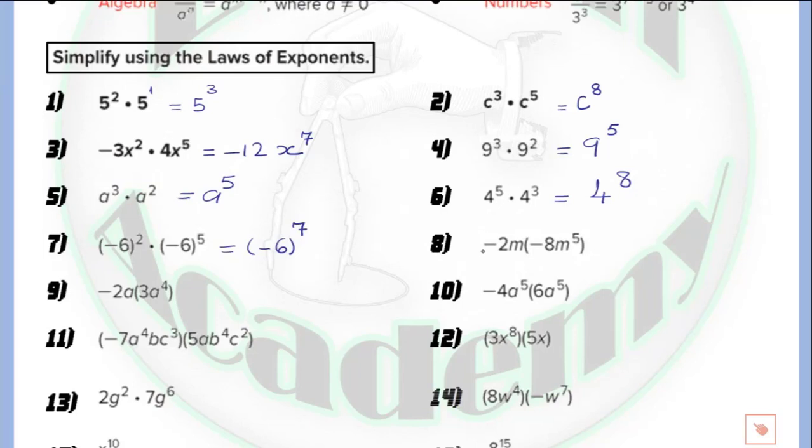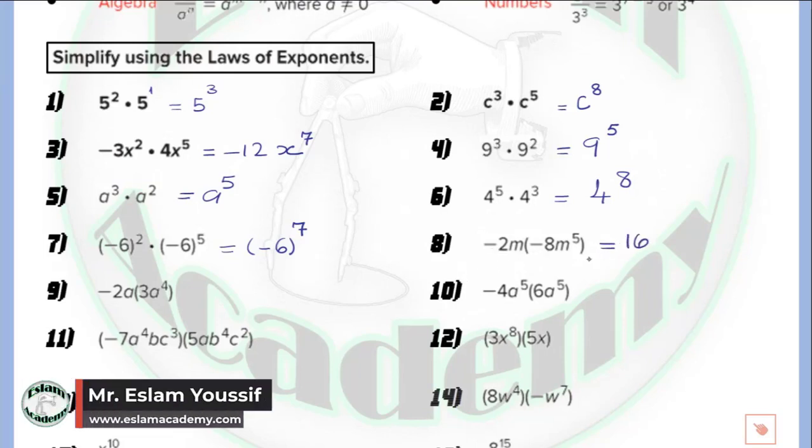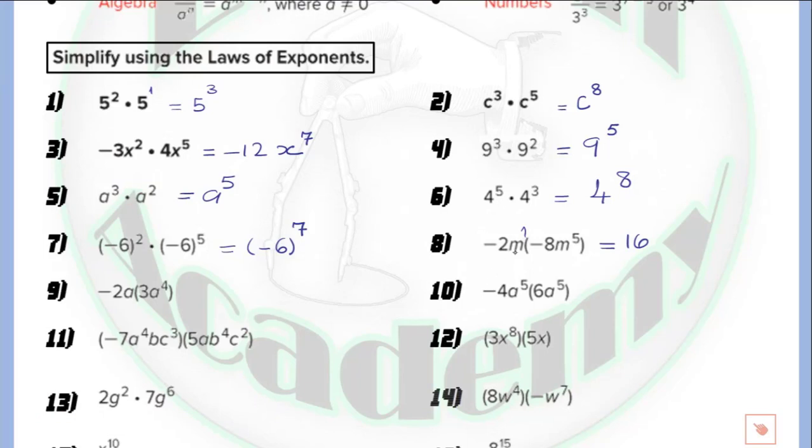In question number 8 we have negative 2m multiplied by negative 8m power 5. We multiply the numbers together. Negative 2 times negative 8 equals 16. m times m power 5: there is no power for m, it means the power is 1. So m power 1 times m power 5, the answer would be m power 6.